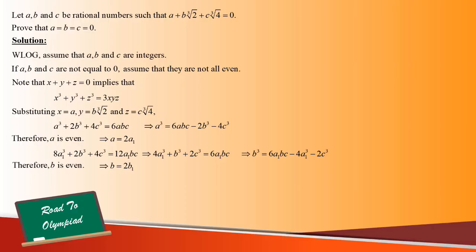Similarly, we can substitute this back into our previous equation and obtain the following results, where again we can divide the entire equation by 2 and make c cubed the subject, and come to the conclusion that c cubed is even and thus c is even.